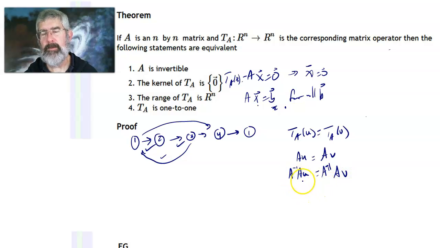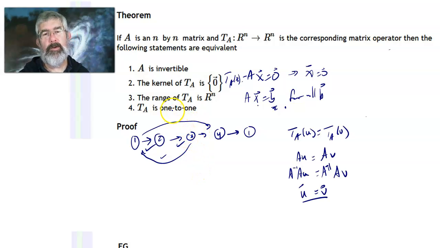And of course, A inverse times A is I, and I times U is U. So if you had two things that looked like they were being sent to the same spot, they were actually the same thing to start with. So the transformation is 1 to 1. If A is invertible, this is 1 to 1. Now, the only thing left is to show that 4 implies 1.